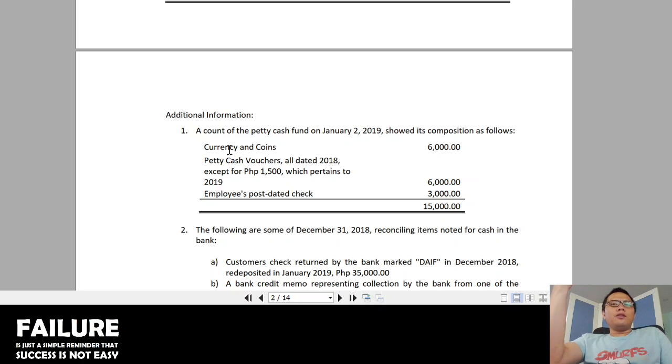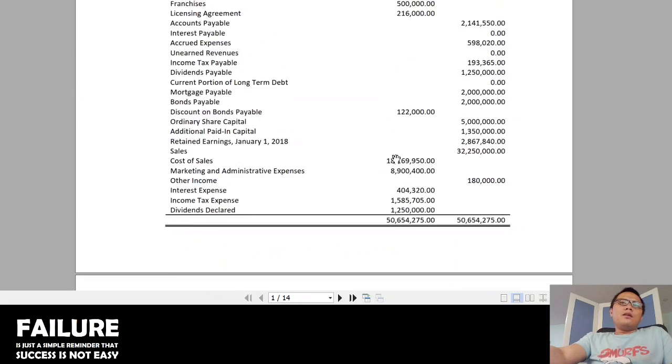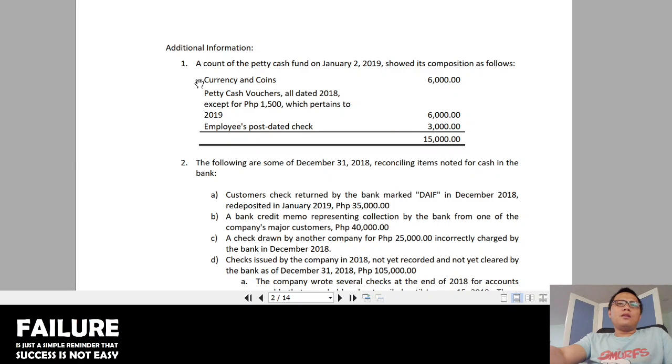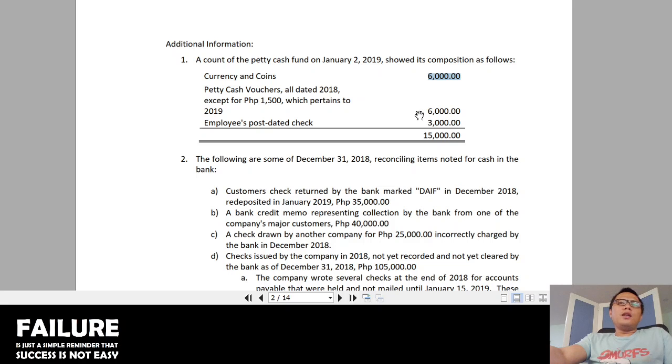So, chinek daw natin sa audit yun. And during the audit, ito yung mga nakita natin. Kung mapansin natin, sa unadjusted trial balance, it was presented ng petty cash fund daw was 15,000. Ito yung composition niya. Okay? Nung chinek ang petty cash box, nakita na may 6,000 daw na currency and coins. Mayroong mga petty cash vouchers totaling 6,000. And mayroong employees post-dated check amounting to 3,000. Mayroong cheque nakapangalan sa empleyado nakita sa petty cash box amounting to 3,000.